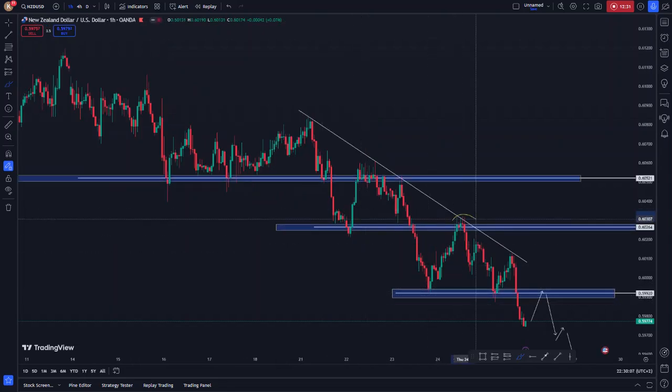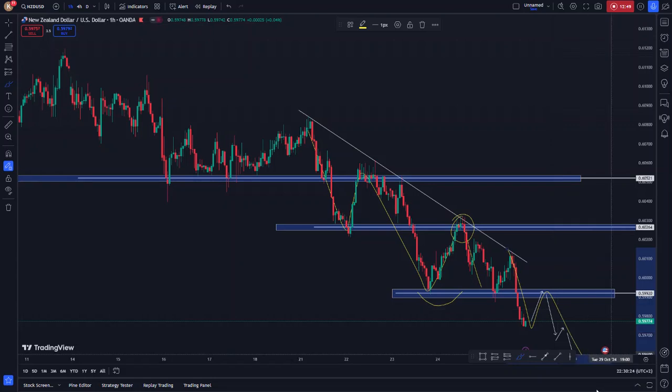There we go. Look at that. That was beautiful. We were creating a series of lower lows and lower highs. Price came into that area and it gave a beautiful rejection. Now, price has broken below the previous lows, so I want to see a retest and a continuation to the downside.